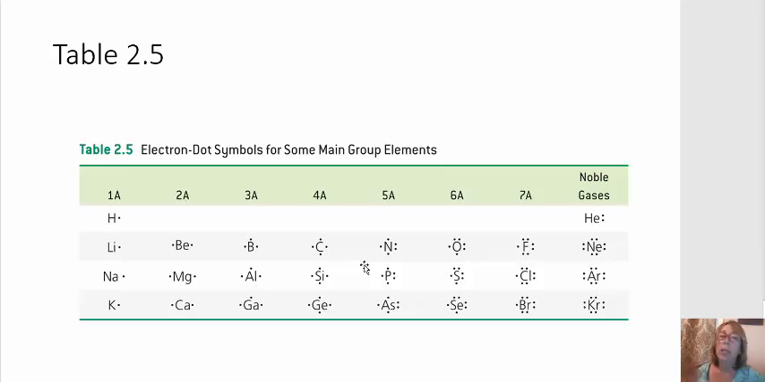So right here is table 2.5 from the textbook, and it shows you the dot symbols or dot structures for some typical main group elements. It also has the group number with the letter A next to it to show you that each member of that family has the same number of valence electrons that is same as that number. So for example, in family 3A, there are 3 valence electrons.